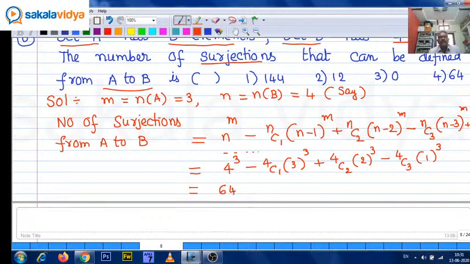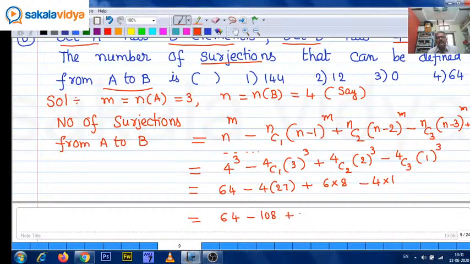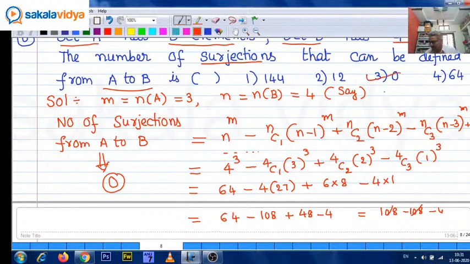4 cube is 64. 4C1 is 4, times 27, which is 3 cube. 4C2 is 6, times 2 cube, which is 8. 4C3 is 4C1, that is 4, into 1. This we need to simplify. 64 minus 108 plus 48, so minus 4 plus 4. So how much will you be getting? 108 minus 108, minus 4. So no negative terms, that means 0. This we can write 0. That's why the third option is correct.